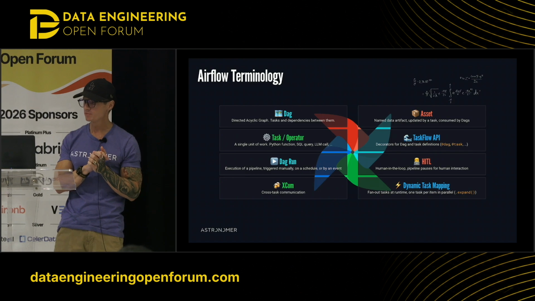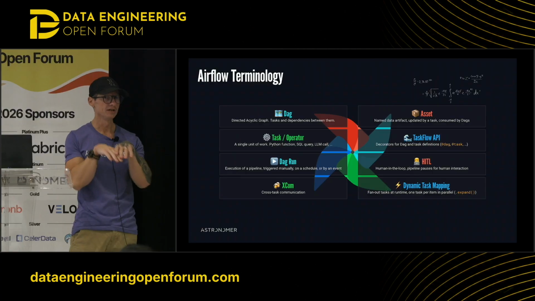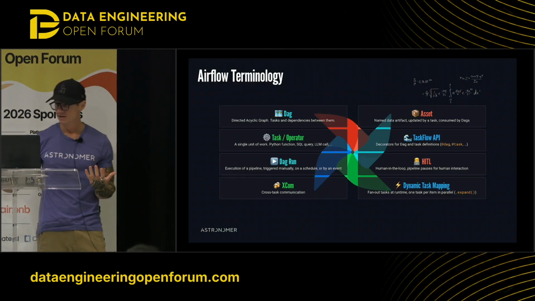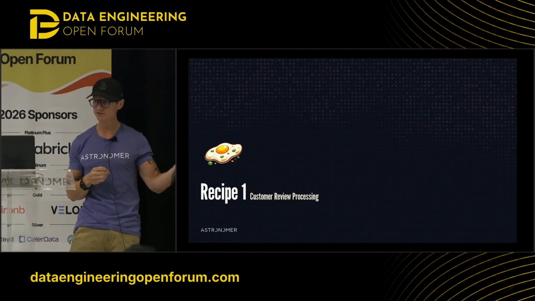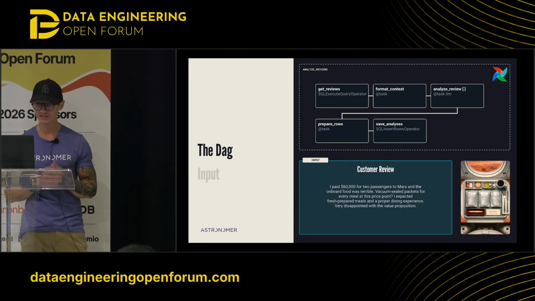And dynamic task mapping is very specific, but also a feature I like very much. That means that we parallelize the task execution at runtime. All right, with that in mind, we can go for the first recipe, this delicious customer review processing. Let's have a look how this looks in Airflow.